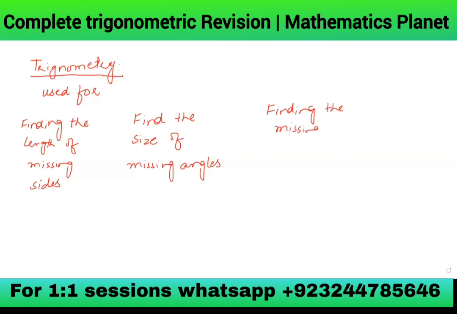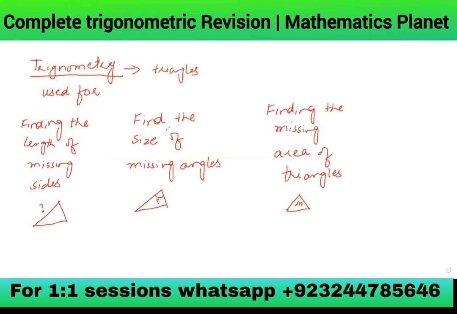Can you hear me? Yes, teacher. Finding the missing area of a triangle. Are you writing? Yes, teacher. Okay. So either we need to find a missing side or a missing angle or the area of the triangle. So what is trigonometry? It is used for triangles basically. And we use trigonometry to find three basic things: length of the missing sides, angle of the missing angles, or the area of the triangle.